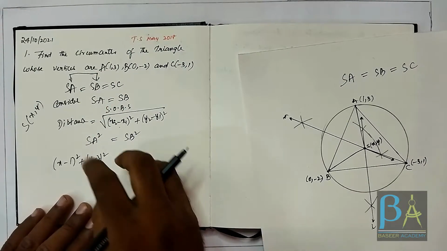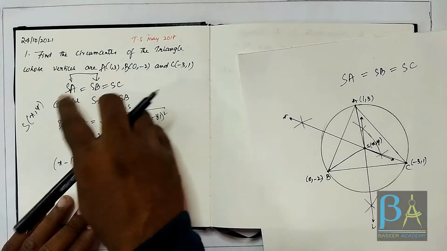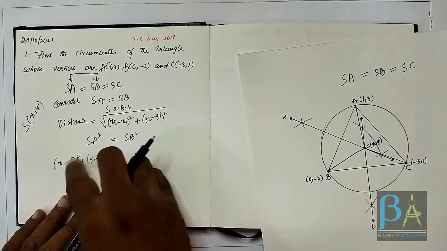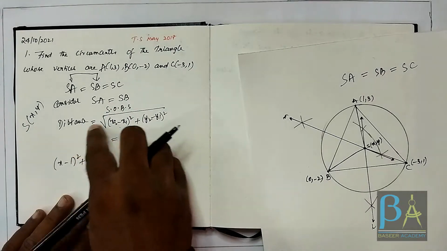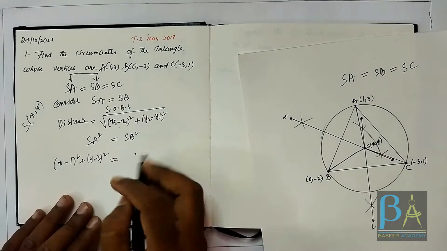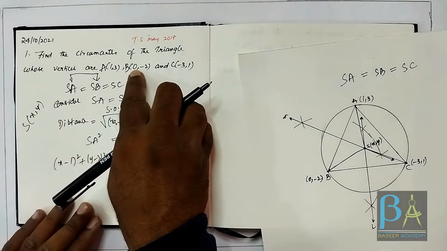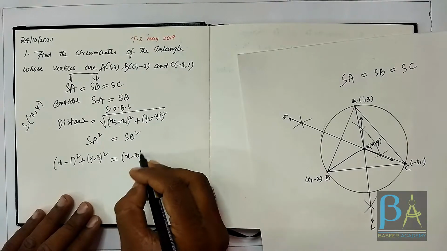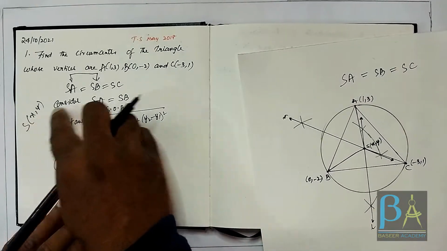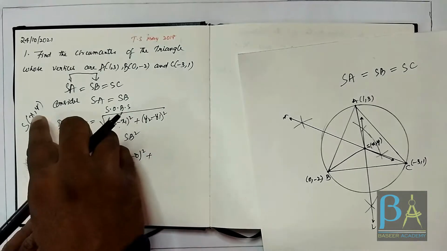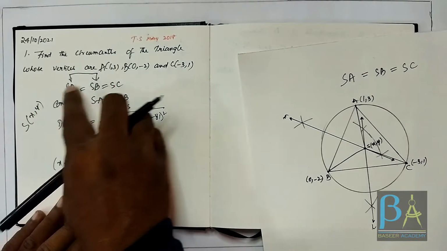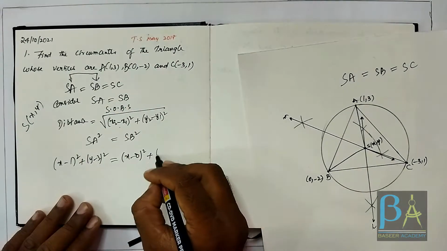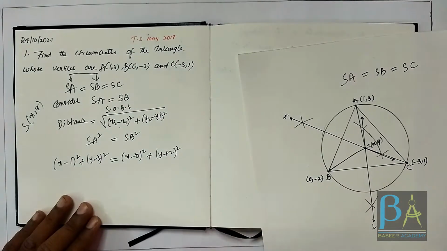So what did I do here? I am subtracting the x coordinates. So (x minus 1) whole square plus (y minus 3) whole square. That is your SA square. And what would be SB square? (x minus 0) whole square. So from the x coordinate, I am subtracting the x coordinate here. Likewise, from the y coordinate, I am going to subtract the y coordinate. y minus of minus 2 will give you plus 2, right? (y plus 2) whole square.